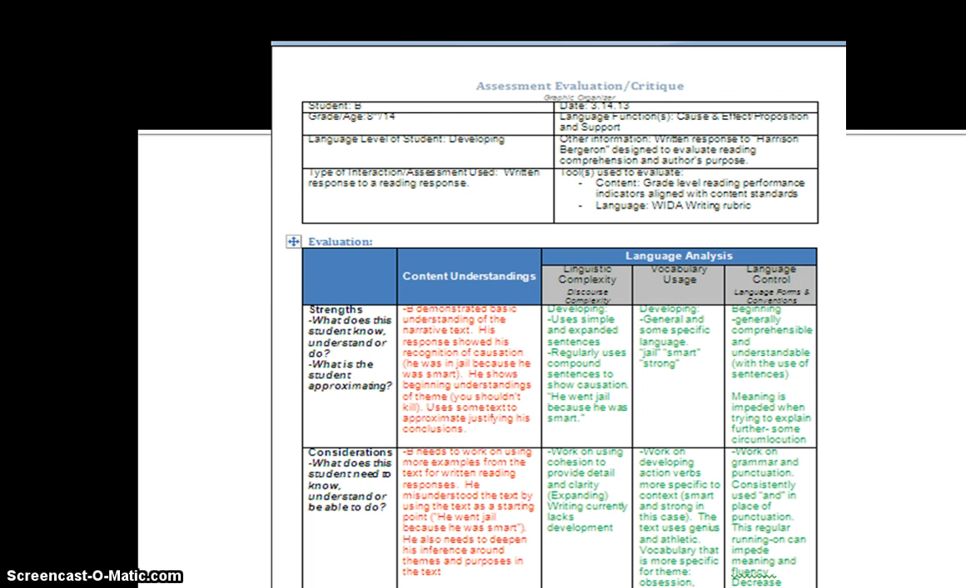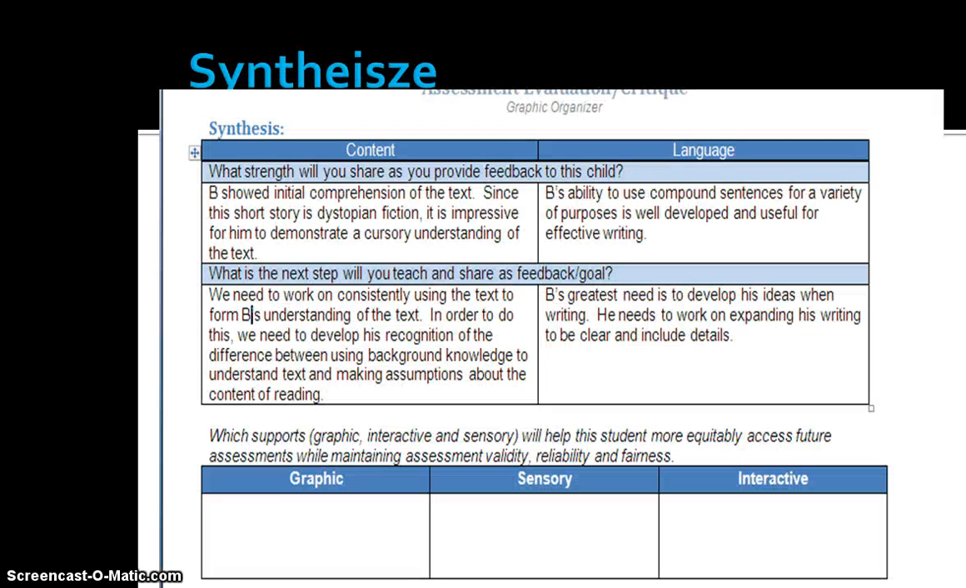As we think about this, we want to take into account all of their strengths and next steps around both content and language. In this section, we don't want to write everything down here. What we want to do is narrow and think about what would give us the most bang for our buck as we conference and continue work with this student.